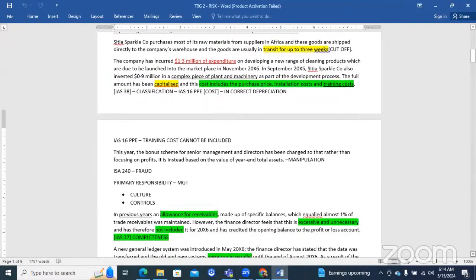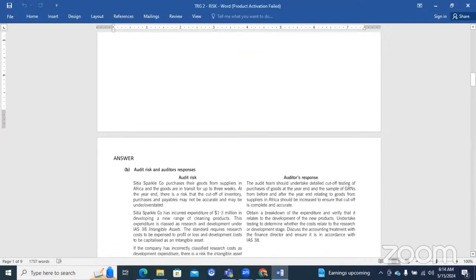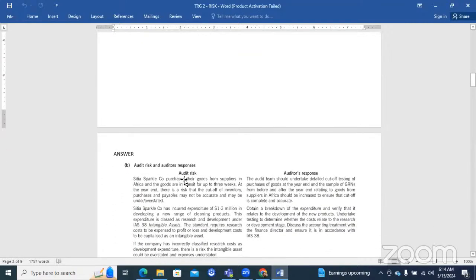Now let's take the story. Here see. The company purchased its goods from suppliers in Africa. Goods are in transit up to 3 weeks. This is the key issue. Second one is the assertion. At year end, there is a risk that cutoff of inventory purchase and payable may not be accurate. That is the problem, the assertion problem.